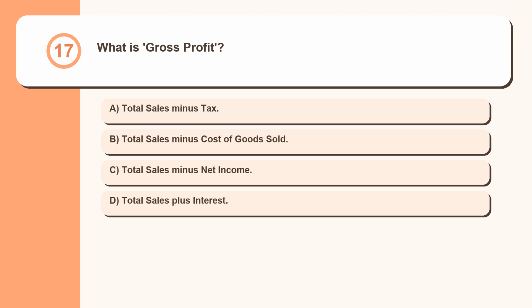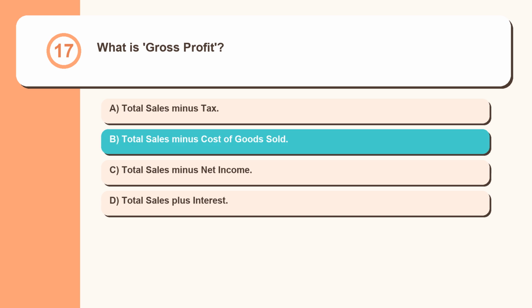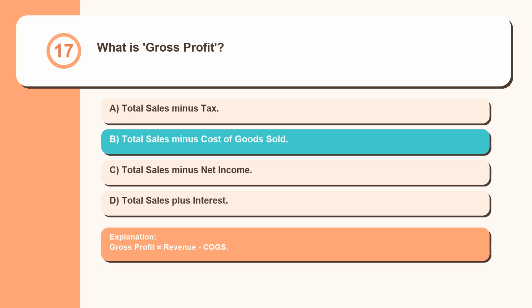Question 17. What is gross profit? Total sales minus tax. Total sales minus cost of goods sold. Total sales minus net income. Total sales plus interest. Gross profit equals revenue minus COGS.